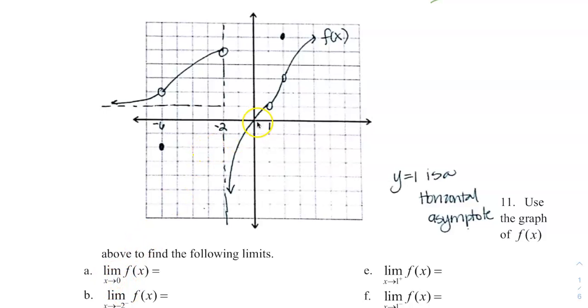So limit as x approaches 0. So here's 0. As you go from the left, you get 0. As you go from the right, you get 0. So my limit is 0.